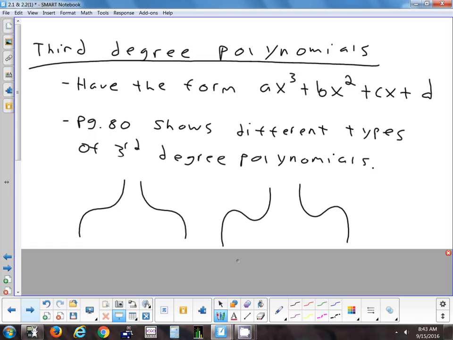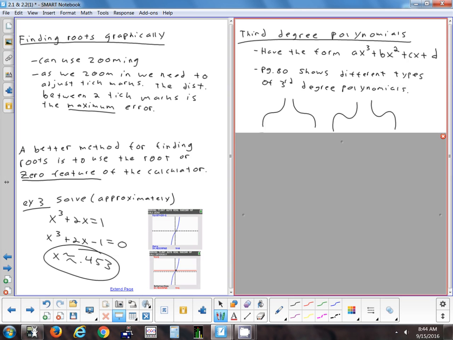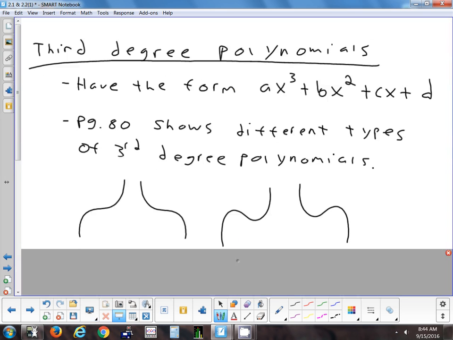So A, B, C, and D, any numbers that you want that are real, except A can't be 0. Page 80 shows what I'm drawing right here, but these are the different types of cubics. I think in the last problem we saw a cubic that looked like this one all the way on the left. It never really did a turn back. It always kept going up. It did a little start of a turn, but it never really fully made the turn.